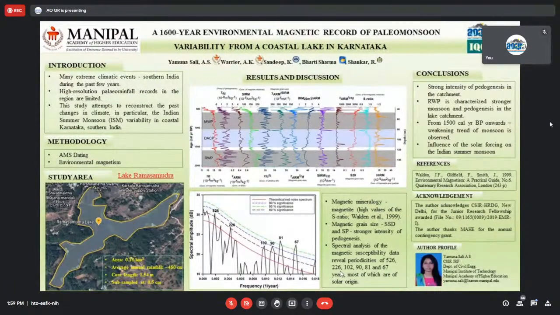So we concluded that the magnetic mineralogy of the lake is mainly composed of magnetite, as indicated by the high values of the S ratio. The magnetic grains present in the sediments are mostly stable single domain and superparamagnetic, indicating a relatively stronger intensity of pedogenesis in the catchment in response to enhanced monsoonal conditions, and periodicities of 526, 226, 102, 90, 81, and 67 years, which are of solar origin, indicate the influence of the solar forcing on the Indian summer monsoon.